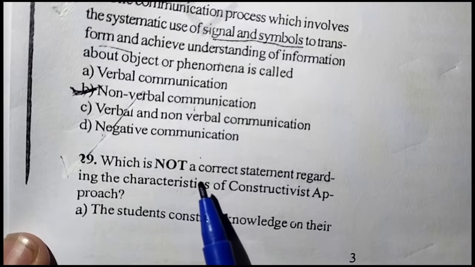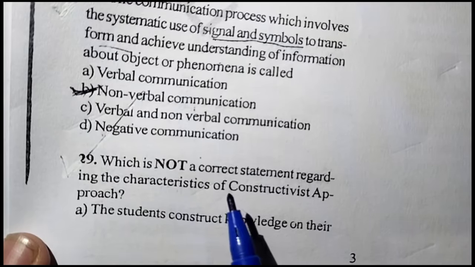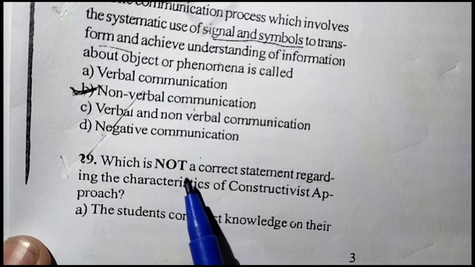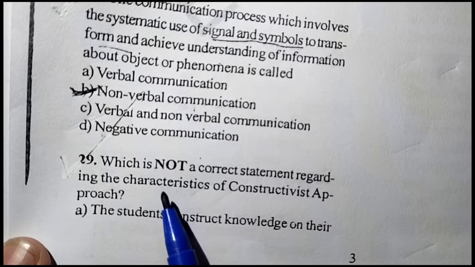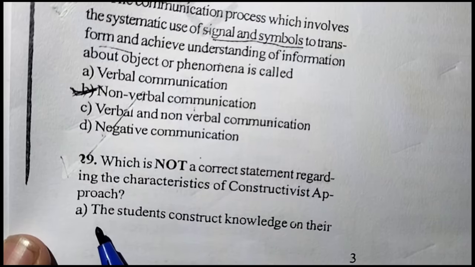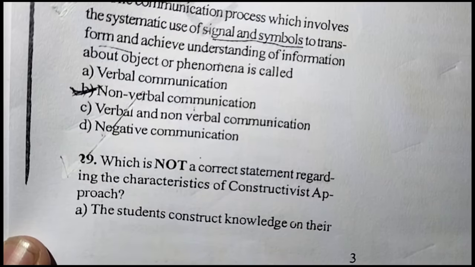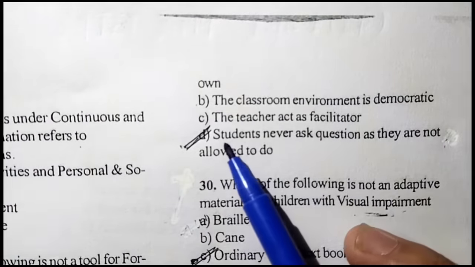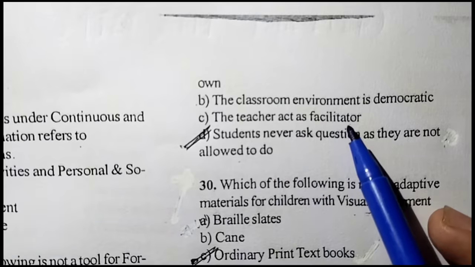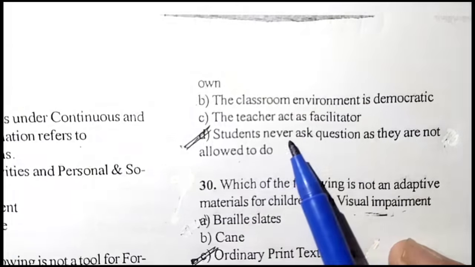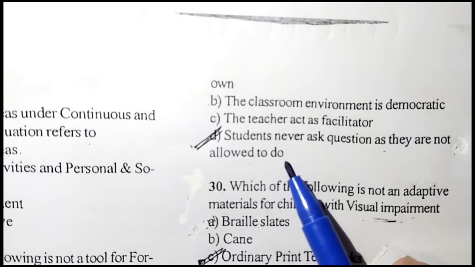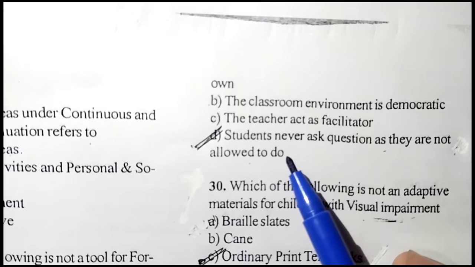Which is not a correct statement regarding the characteristics of constructivist approach? This is a negative question. The options: the students construct knowledge on their own; the classroom environment is democratic; the teacher acts as a facilitator; students never ask questions as they are not allowed to do. This last one is not a correct statement regarding the characteristics of constructivist approach.